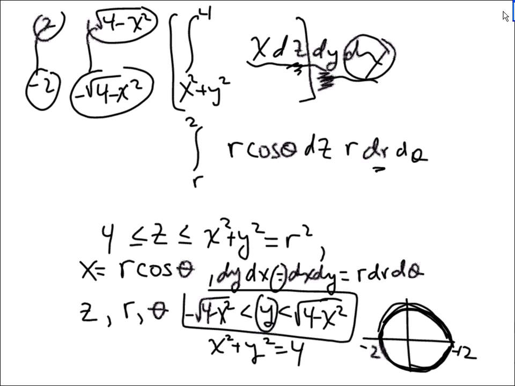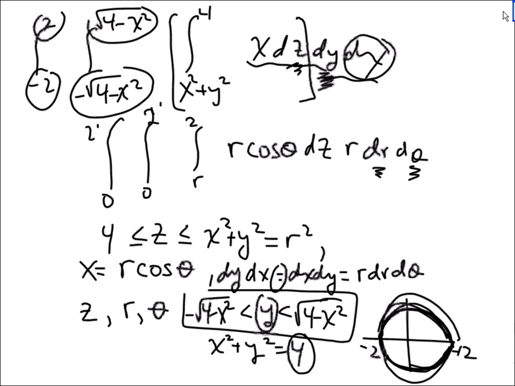So r goes from 0 to 2, because the radius of the circle is the square root of 4, which is 2. And then theta goes all the way around. It's the whole complete circle. So it goes from 0 to 2 pi.